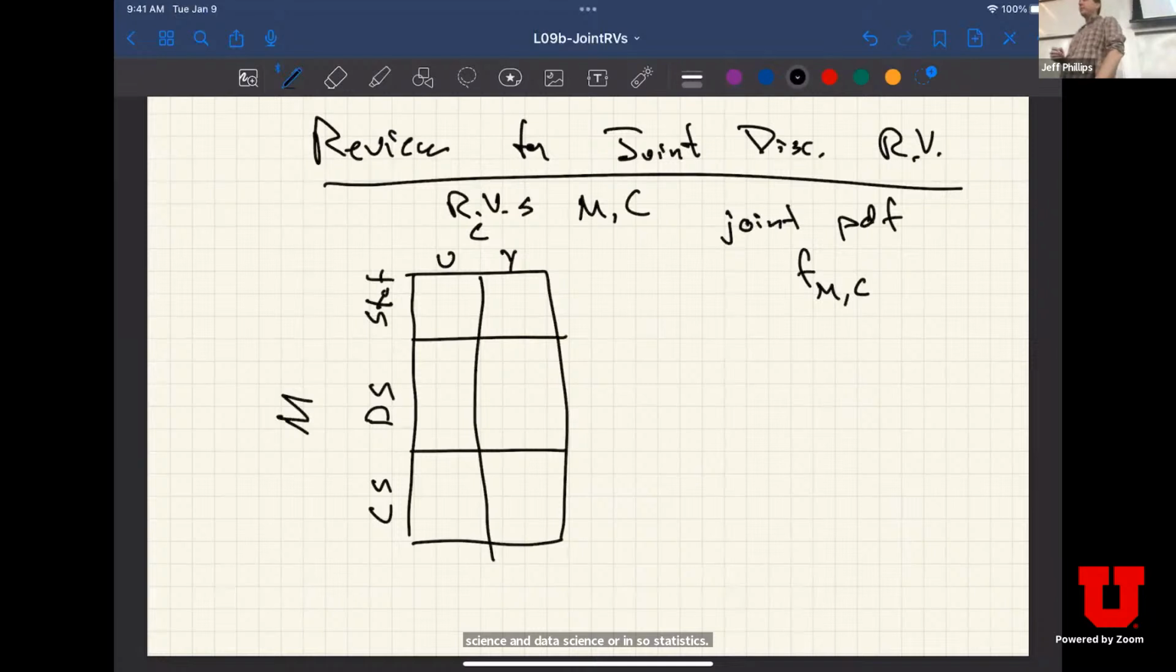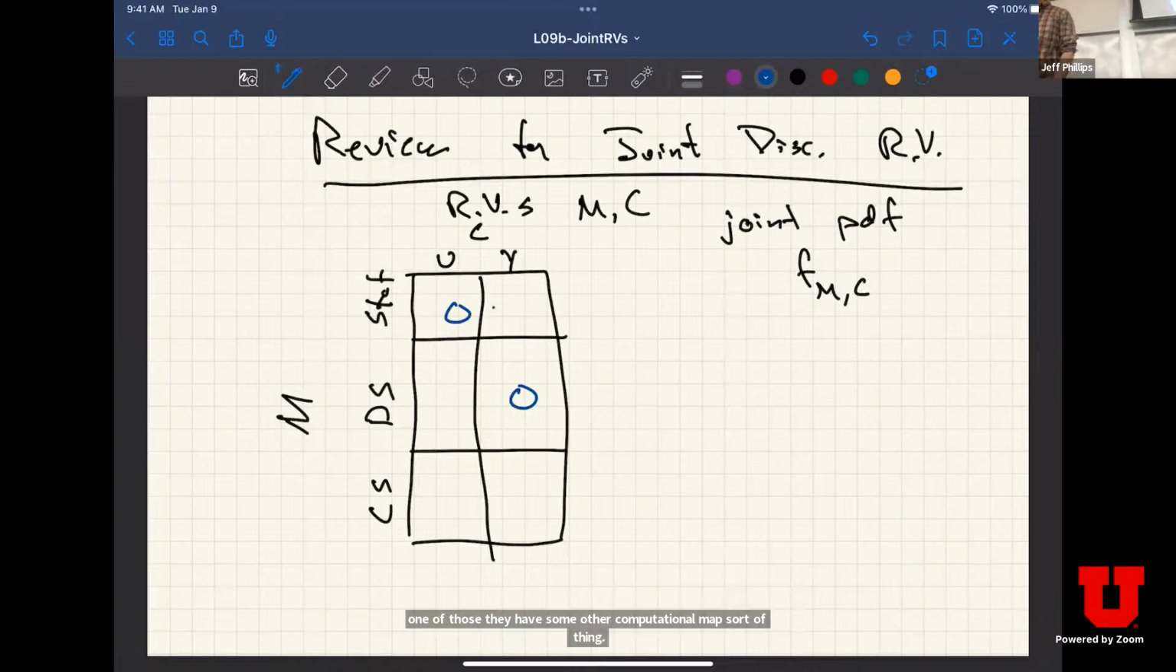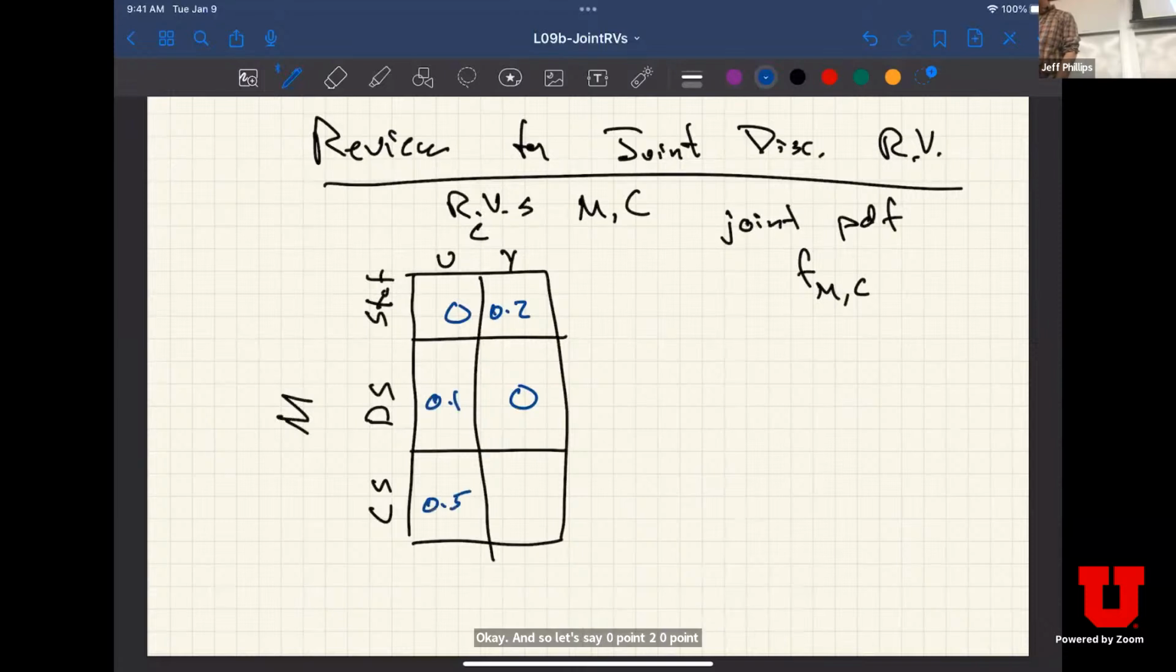Okay, so what's the probability you major in statistics at the U? 0. You don't have a statistics major, right? You can do some emphasis in the math department. What's the probability you do a data science major at BYU? I don't think they have one of those. They have some other computational math sort of thing. Okay, and so let's say 0.2, 0.1, 0.5, and 0.2. So this joint PDF is represented as a table.